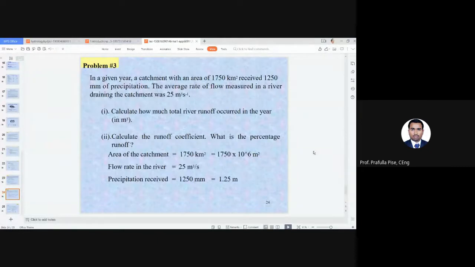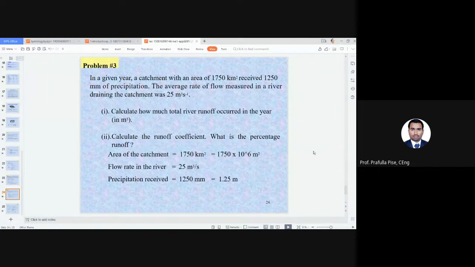Problem number 3. In a given year, a catchment with an area of 1,750 km square received 1,250 mm of precipitation. The average rate of flow measured in a river draining the catchment was 25 meter cube per second. Question 1: calculate how much total river runoff occurred in a year, in meter cube. Second, calculate the runoff coefficient and the percentage runoff.